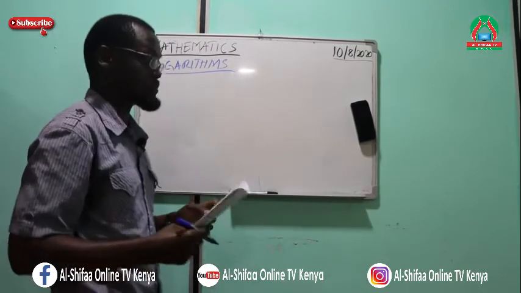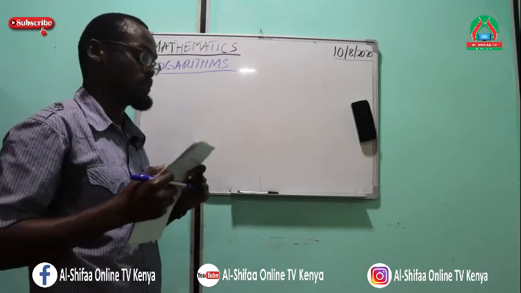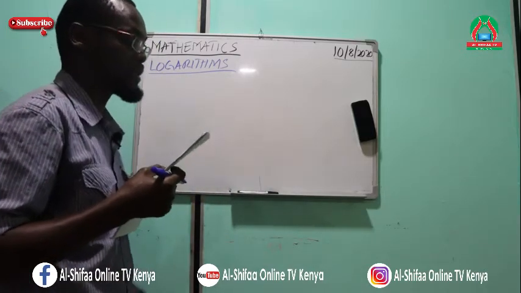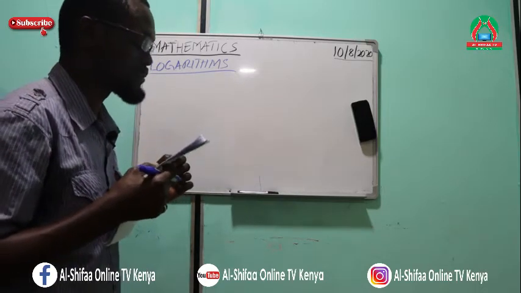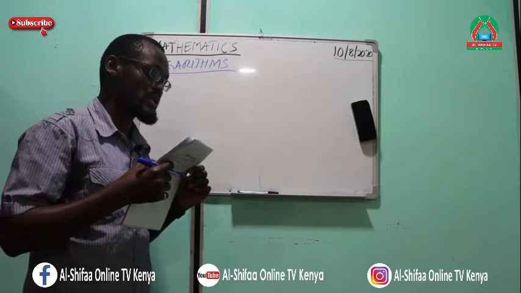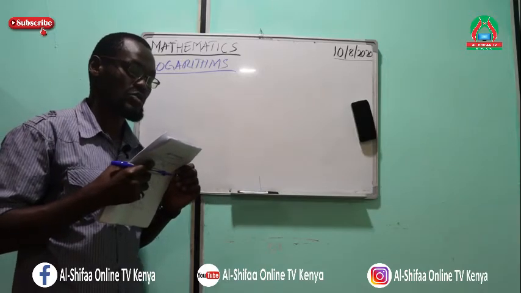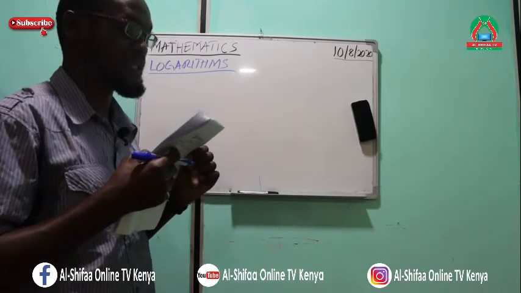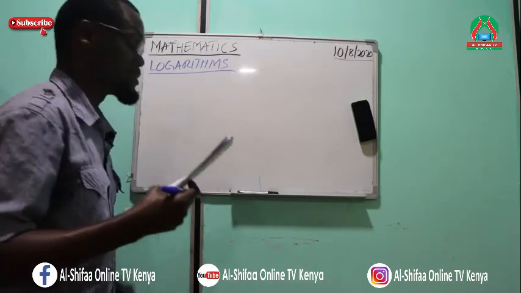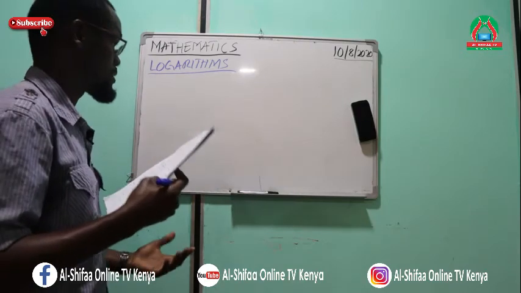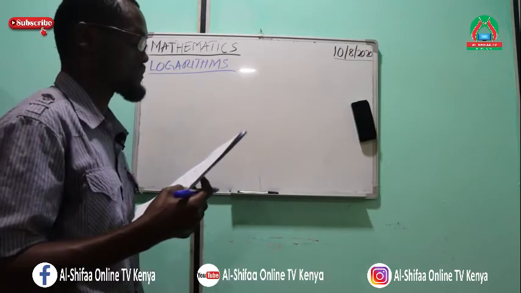First of all, it's good to share with you the objectives of the lesson. By the end of the lesson you should be able to define logarithmic notation from index form and vice versa, state laws of logarithms, and third, use logarithms to simplify logarithmic expressions and solve logarithmic equations. Before we proceed with logarithms, it's very important to remind ourselves of indices.